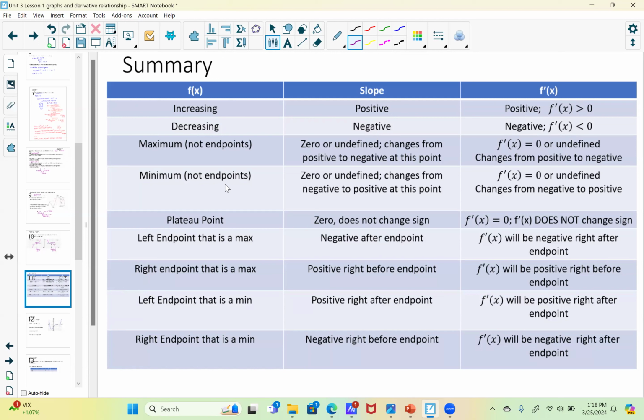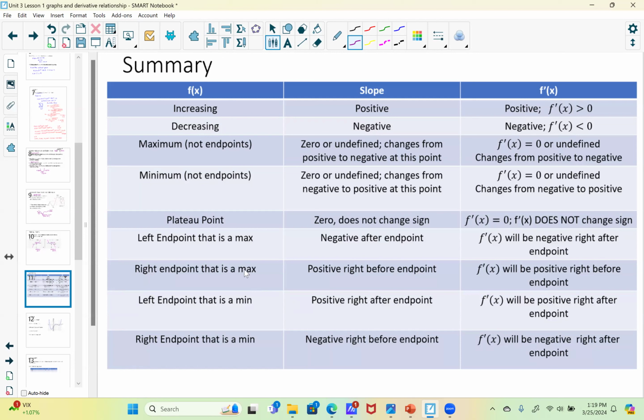The min, again not endpoints, is the opposite. So again, it's still 0 or undefined, but the slope changes from negative to positive. So the derivative changes from negative to positive, and the derivative is equal to 0. A plateau point: the slope is 0, but it does not change sign. So the derivative is equal to 0, but f prime of x is either negative before and after, or positive before and after.